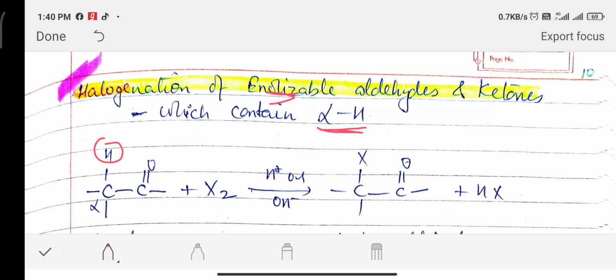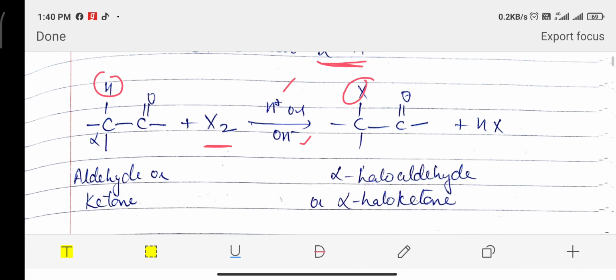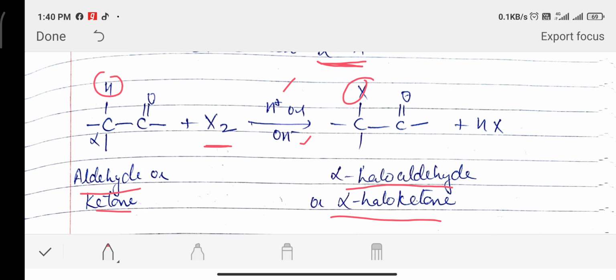So these compounds, with halogen in the presence of acid or base, give alpha halogenated products, that is, the alpha hydrogen is replaced with a halogen atom, so we get the halogenated product. So in this, an aldehyde or ketone with halogen in the presence of acid or base gives an alpha halo aldehyde or alpha halo ketone.